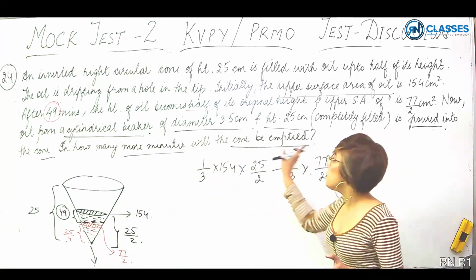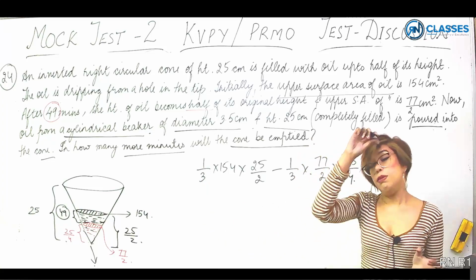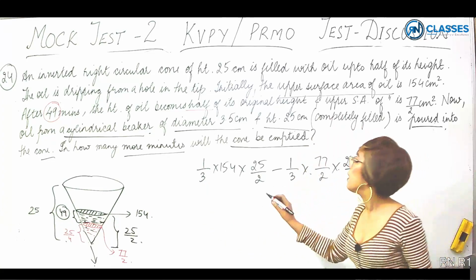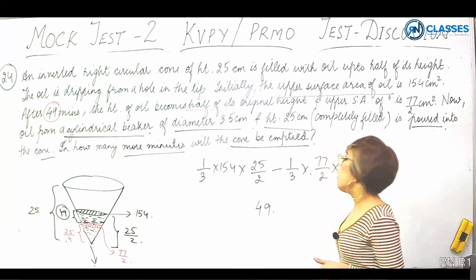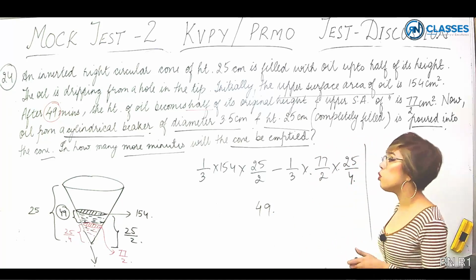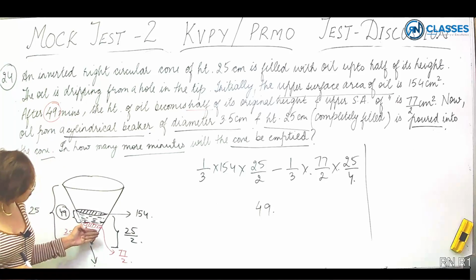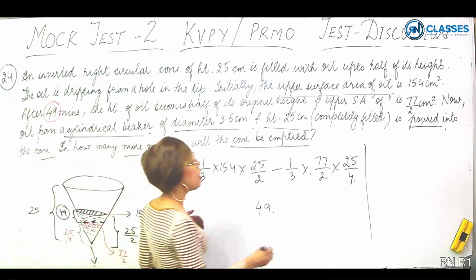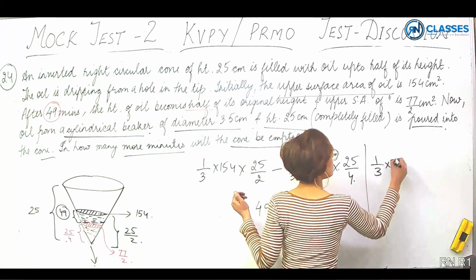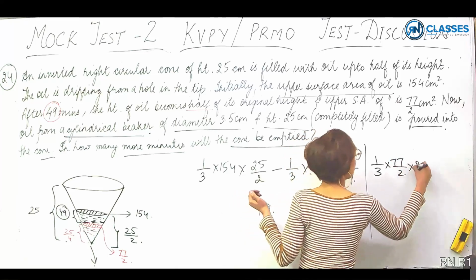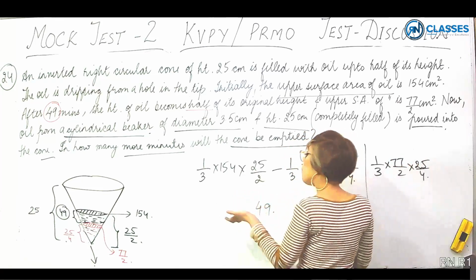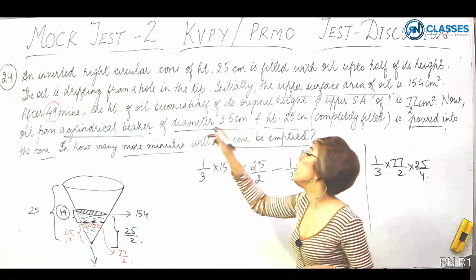Right? This much volume was dripped out, or let out, in 49 minutes. Now, how much volume has to go in order to empty out the cone? First of all, this much volume, which is the volume of this cone, nothing but 1/3 × 77/2 × 25/4. Plus the additional oil that I poured from the cylindrical beaker.